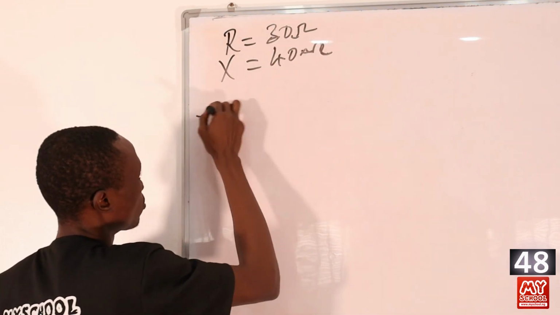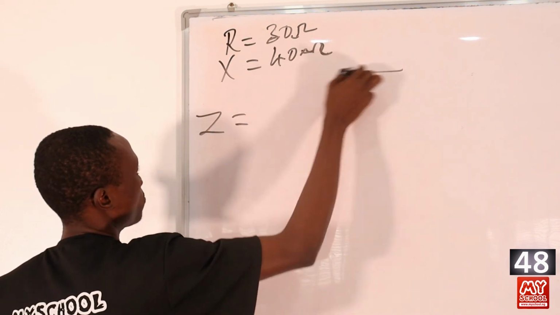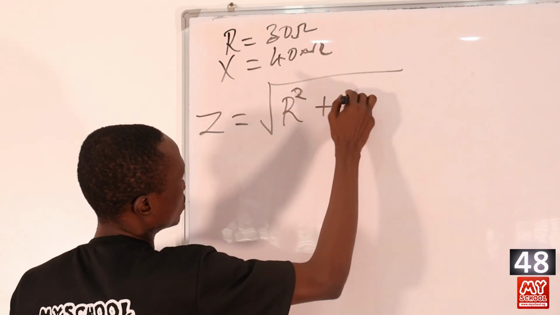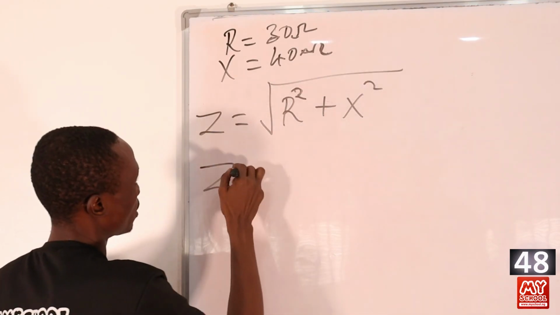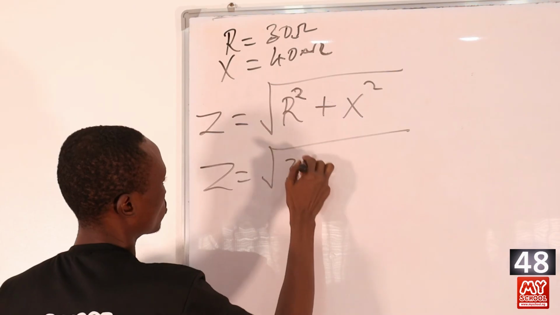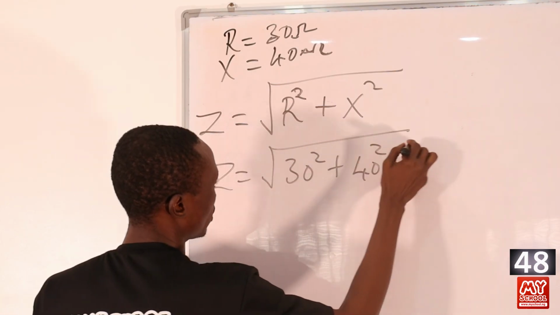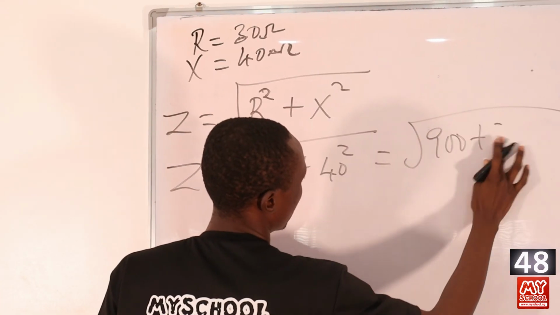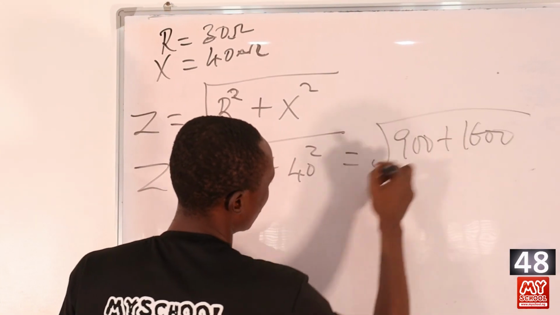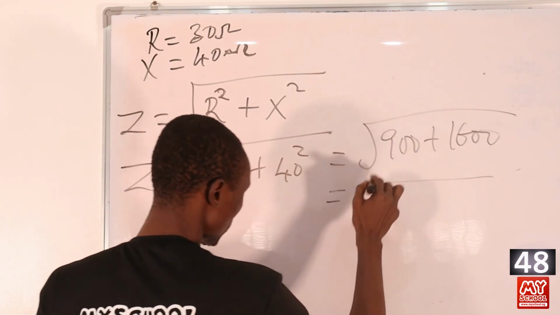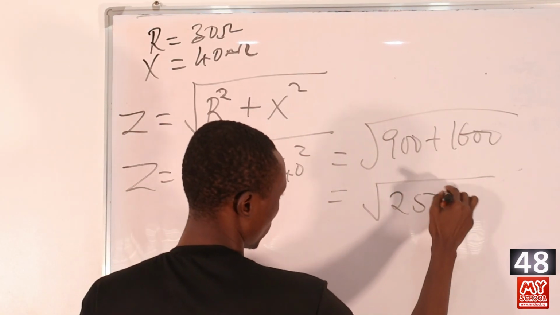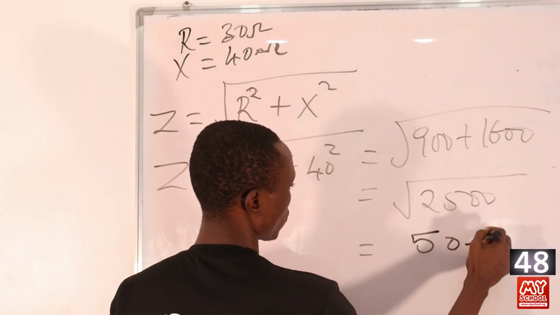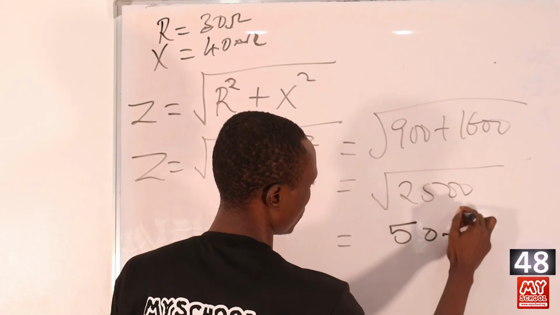So we can calculate for the impedance first. The impedance is square root of R squared plus X squared. So Z will be equals to square root of 30 squared plus 40 squared, and that will be equals to 900 plus 1600. If we add these two together, this will be equals to 2500. So the square root of 2500 is equals to 50 ohms.